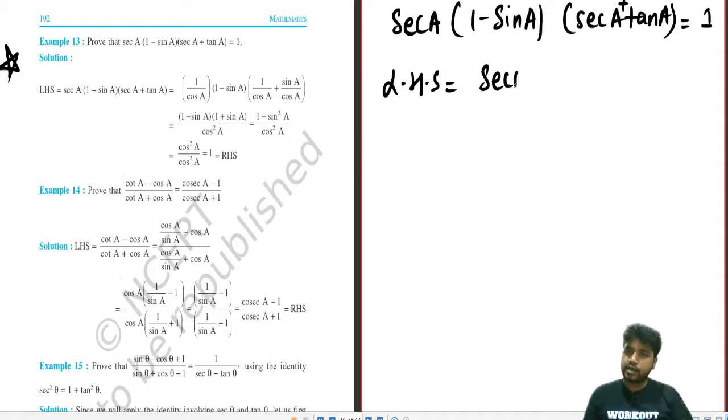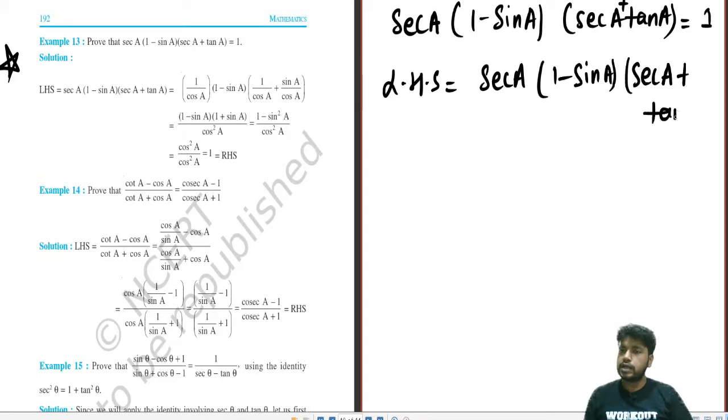Sec A, 1 minus sin A, into sec A plus tan A. Okay, we have written the LHS part perfectly.